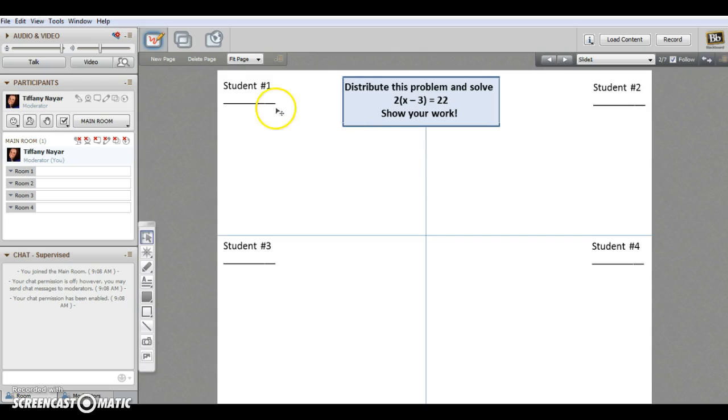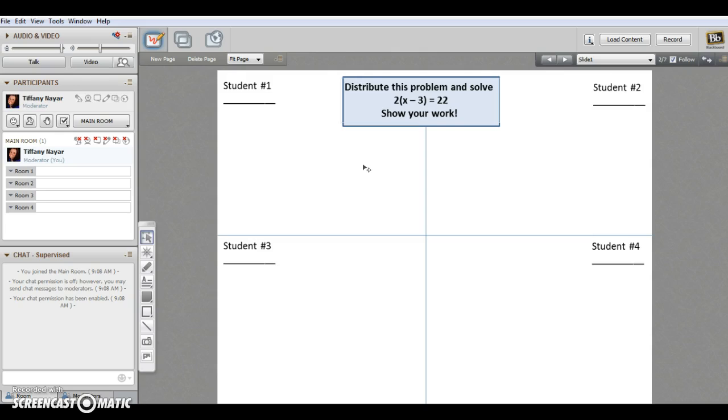The first person in the room would be student number 1, the second person in the room would be student number 2, and put their names in these slots up here, either type it or write it in, and then have them solve this problem. If they're not sure, they can look to the other ones who know how to do it. Showing their work would be a great suggestion.